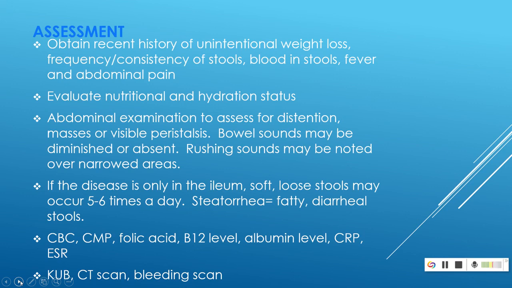We're going to check their CBC, their CMP, folic acid, B12, albumin level, CRP, and ESR. Now, why is the lab different here than for ulcerative colitis? The folic acid and the B12 level. Why is this different for Crohn's? Didn't we say Crohn's can happen anywhere along the GI tract? Where do we absorb our folic acid and B12? The stomach and small intestines. So that's why we have to add those labs here. Again, a KUB would help, a CT scan for assessing, and a bleeding scan.